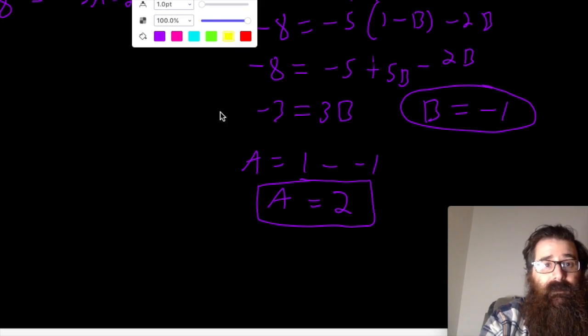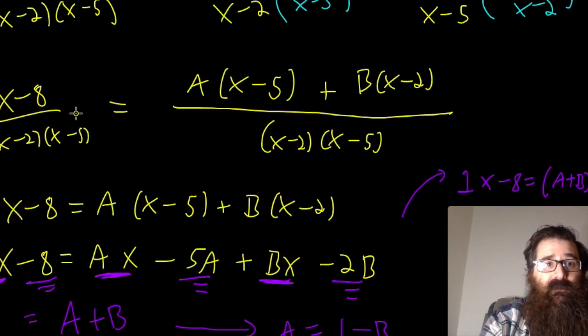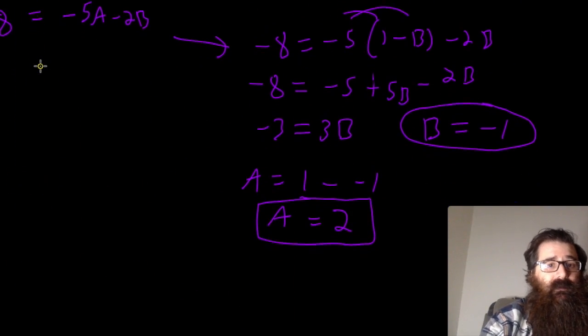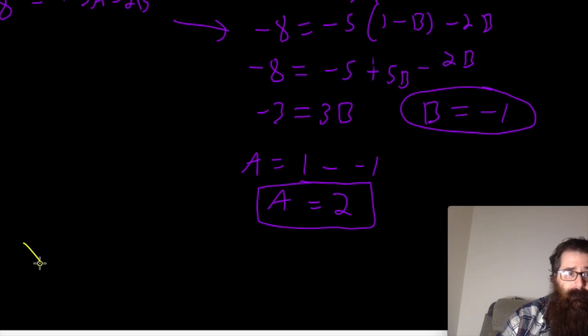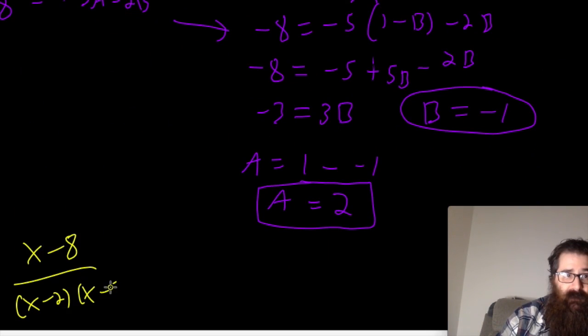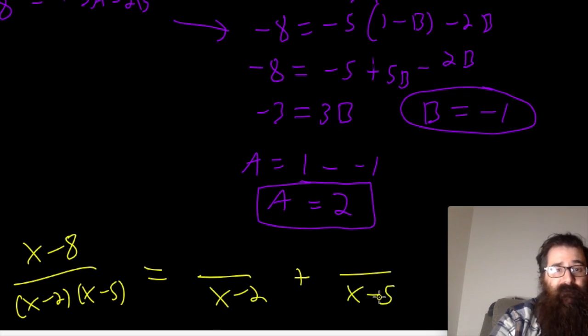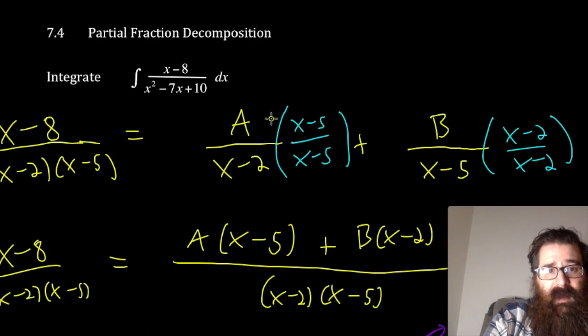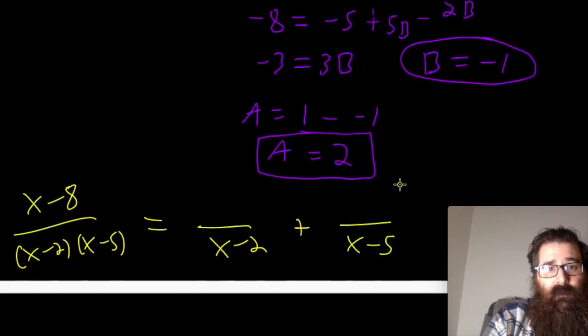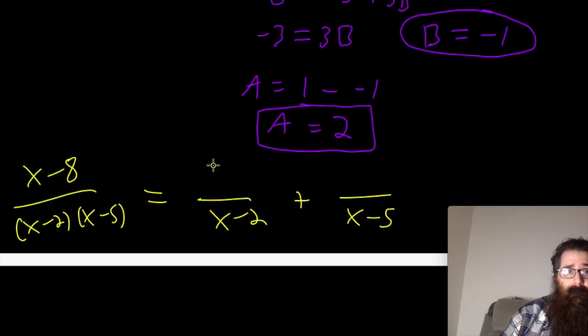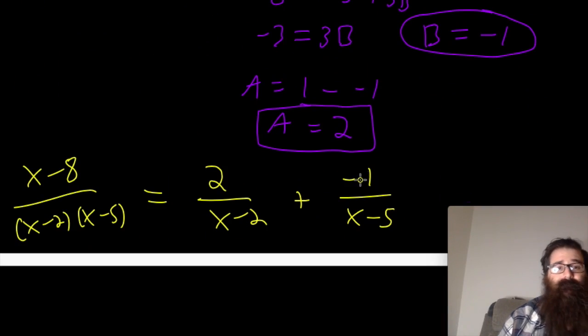So this tells me that my original fraction, x minus 8, divided by x minus 2 times x minus 5, is equal to, we said, a over x minus 2 plus b over x minus 5. We can see that in the yellow. A over x minus 2 plus b over x minus 5. And we know that a is 2 and b is negative 1.